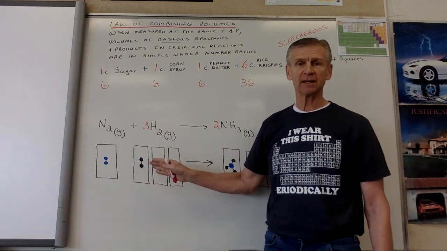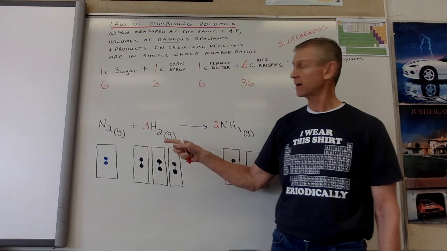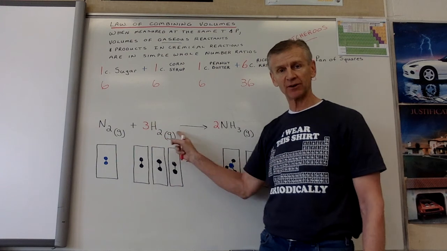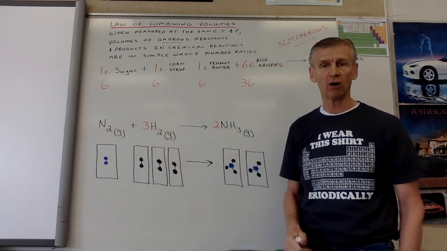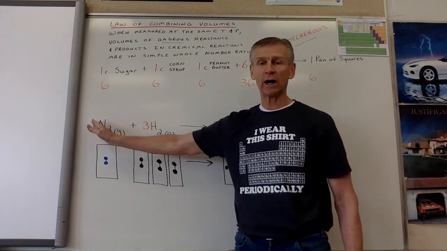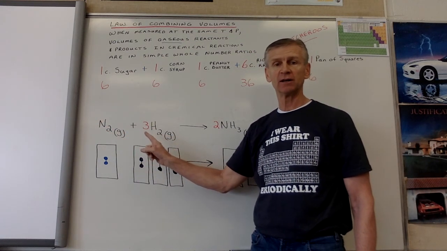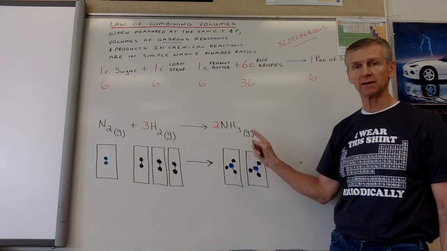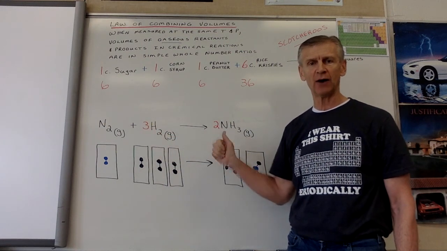The interesting thing that Avogadro and Gay-Lussac determined is that these balancing numbers, if they're gases, not only mean moles, but they can also mean volumes. So I could say 1 liter of nitrogen reacts with 3 liters of hydrogen to make 2 liters of ammonia. And again, you might say, how do you put 4 liters in and only get 2 out?